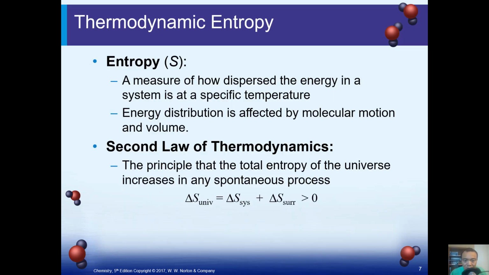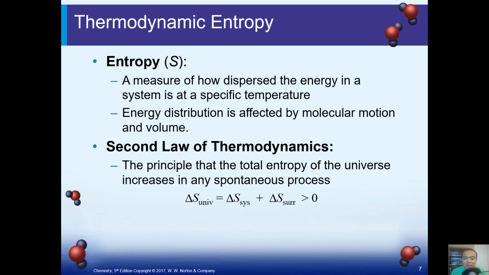As molecules gain freedom of motion, their kinetic energy is spread out over more states of motion. This spreading out of energy is the key characteristic of a spontaneous process, and entropy is defined as a measure of how energy is dispersed in a reaction or a physical process at a specific temperature. If energy is more dispersed, that means higher entropy, because entropy indicates the degree of the energy dispersal.